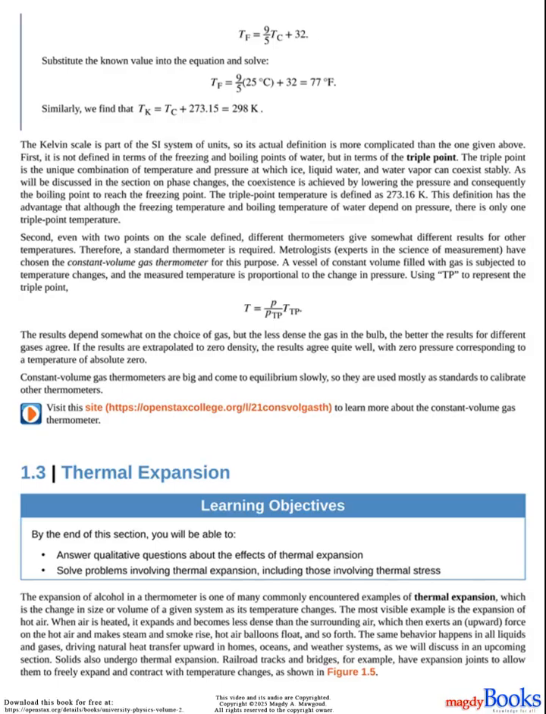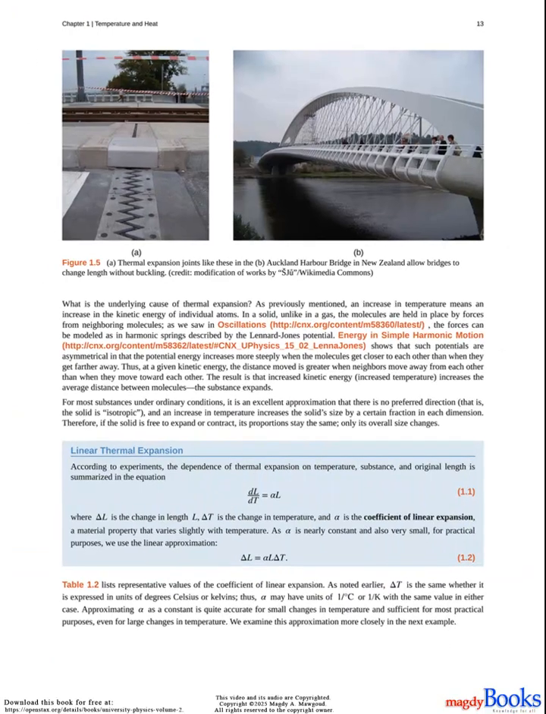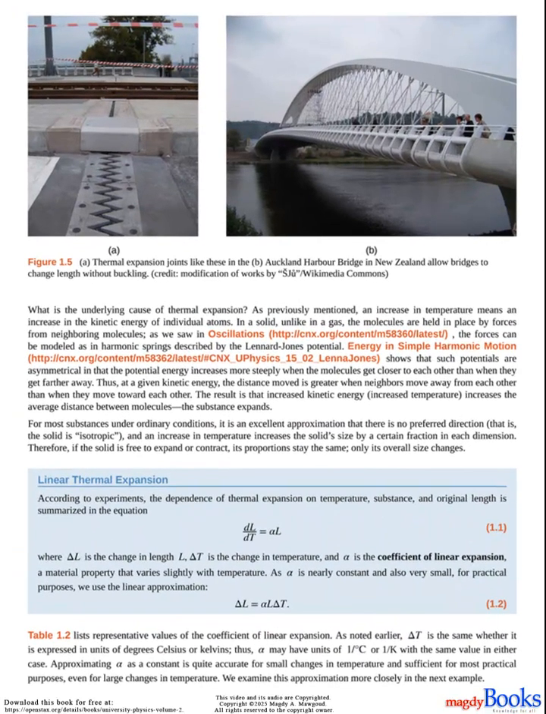Solids also undergo thermal expansion. Railroad tracks and bridges, for example, have expansion joints to allow them to freely expand and contract with temperature changes, as shown in Figure 1.5. Figure 1.5: Thermal expansion joints like these in the Auckland Harbour Bridge in New Zealand allow bridges to change length without buckling. Credit: Modification of works by SJU, Wikimedia Commons.